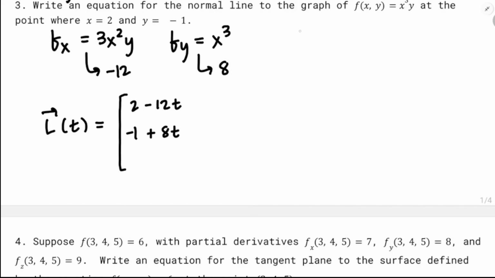And then we need a z coordinate, so z equals f of 2 and negative 1, which is going to be 8 times negative 1 is negative 8. So negative 8 minus t.